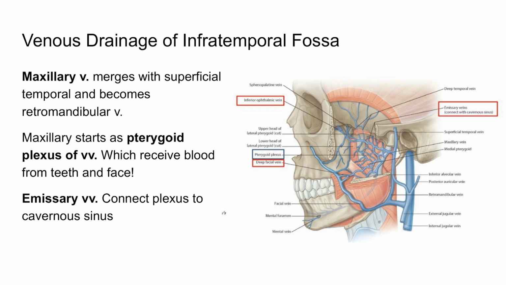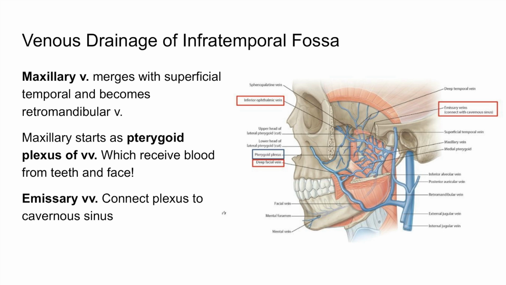So it's basically the venous equivalent of the maxillary artery's distribution. From there, the plexus condenses into the maxillary vein, which then joins with the superficial temporal vein to form the retromandibular vein. So the major outflow pathway eventually drains into larger venous systems like the external jugular vein. Go plexus, maxillary vein, retromandibular vein.